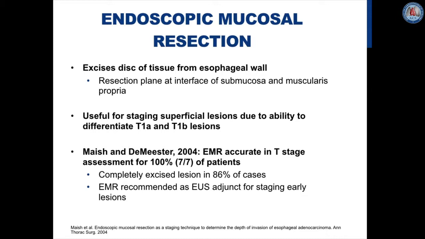A small study by Maish and Demeester stated that EMR was accurate in determining the depth of tumor invasion in 100% of patients with at most T1 disease. Moreover, EMR completely excised the tumor in 86% of these cases. They recommend EMR as an adjunct to EUS for the staging of early-stage lesions.